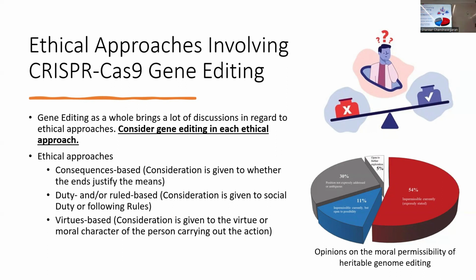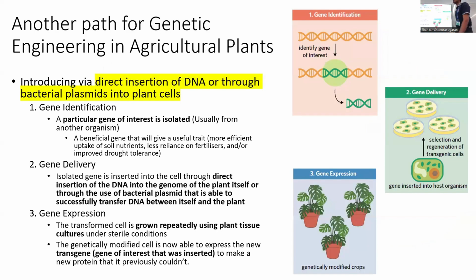Virtues-based consideration is given to the virtue or moral character of a person carrying out the action. So if my intentions when I was researching and developing these technologies are good, that would fall under this. I'm trying to create a technology that can help humanity. That is my virtue. That is why I'm doing this. So that could be a consideration. Where am I coming from? Why am I trying to do this?